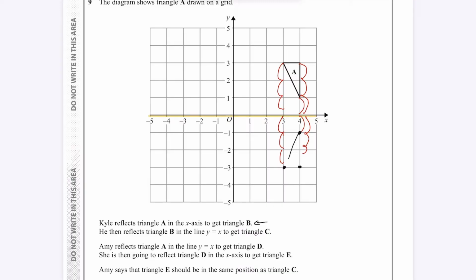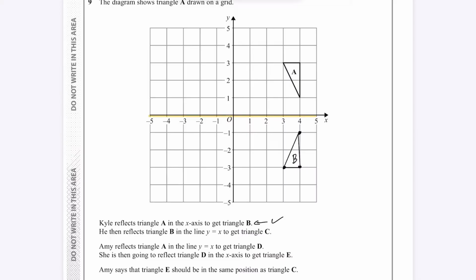And then that looks something like this, and that is B. You can tick that off. Obviously do this with a ruler and a pencil. So that's B. That's the first one done.